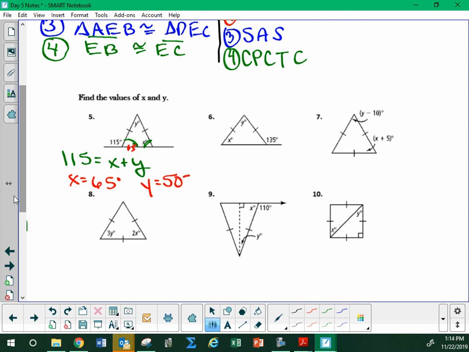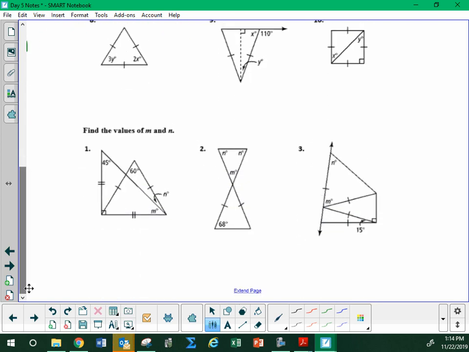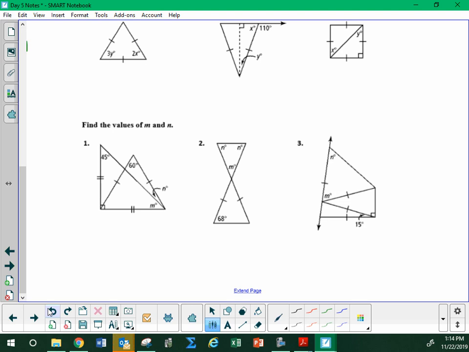Okay, question to that one. I think I want to do number 1 down here, because they gave us these beautiful overlapping triangles. Number 1. Lost and learn.